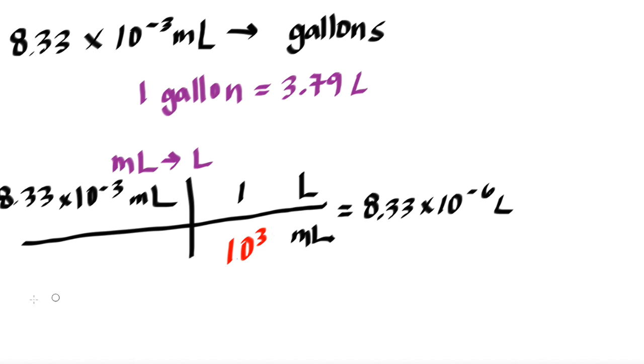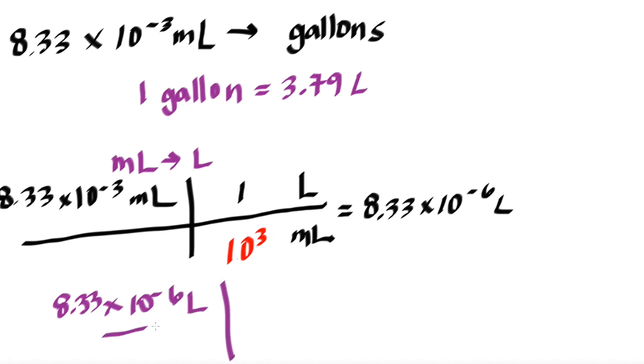Let's give me a little bit of space down here. All right, so now we have our answer in liters. We can use this conversion factor here. So I'm going to go ahead and put that in purple. And I've lost my purple again. Let's come up here to this purple. All right, so we're going to start with 8.33 times 10 to the negative 6 liters.